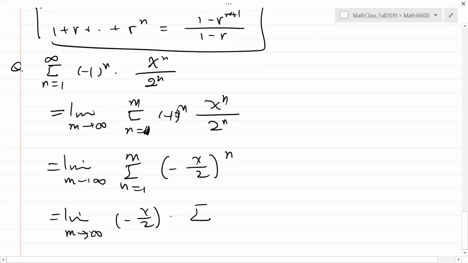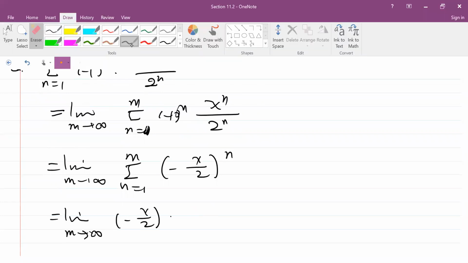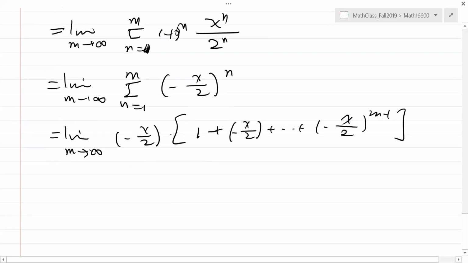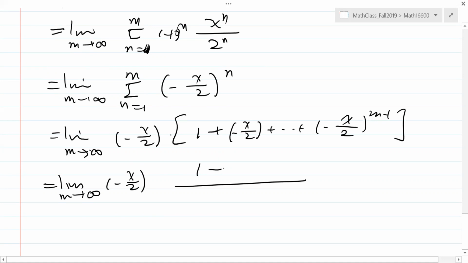You will get the first term still here. The second term will be negative x over 2, and so on. The last term will be negative x over 2 to the m minus 1 power. Combine them, and you get 1 minus (negative x over 2) to the n power, over 1 minus negative x over 2.